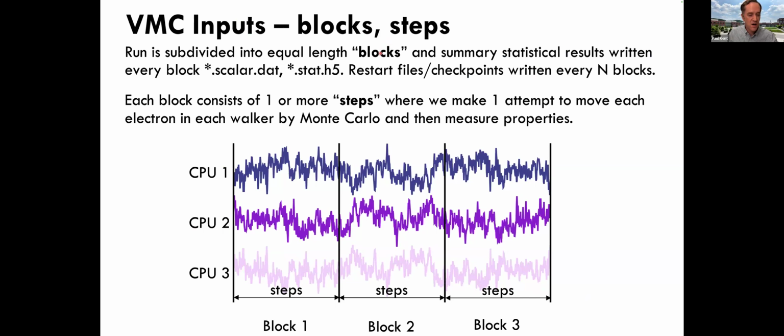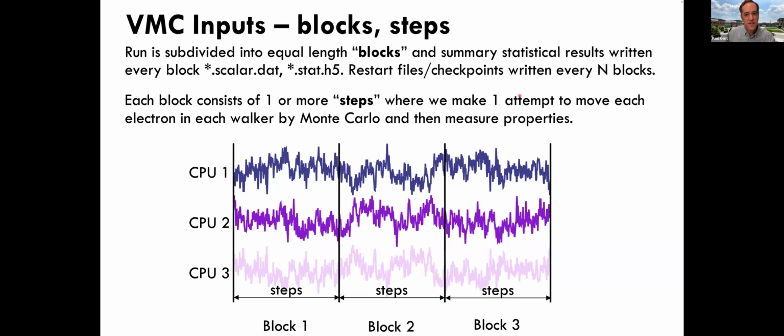Well, blocks are how we subdivide the run. And the run is essentially subdivided into an equal number of equal length blocks. So here in this sketch of our Monte Carlo, we have three blocks across the run. And although the theory doesn't require that we do this, it's done for convenience.